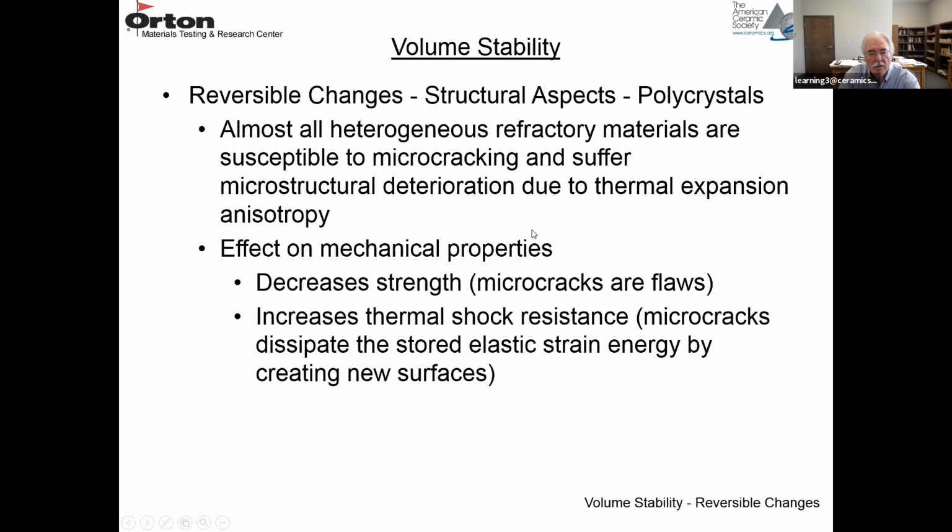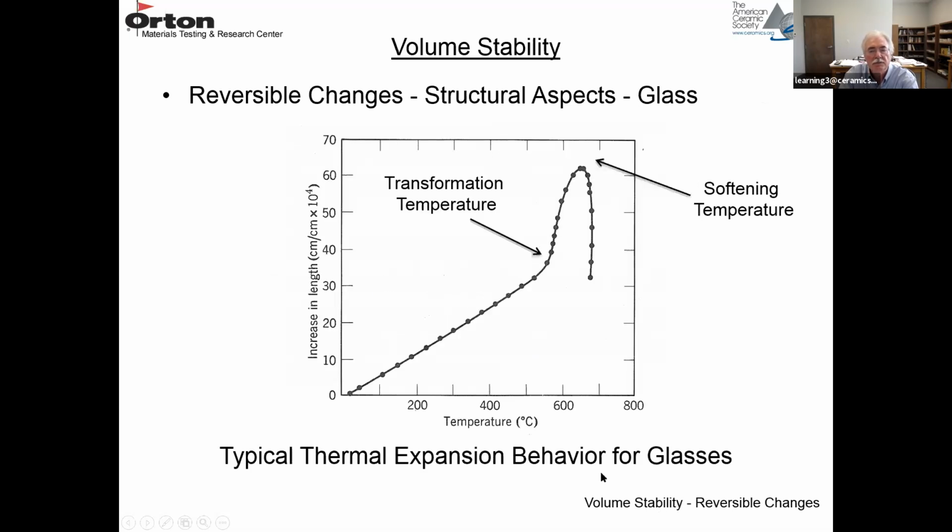So refractories generally have microcracks present. They decrease the strength. They decrease other mechanical properties also, like the elastic modulus, but they also enhance some properties like thermal shock resistance. So they're desirable in some cases and undesirable in other cases.